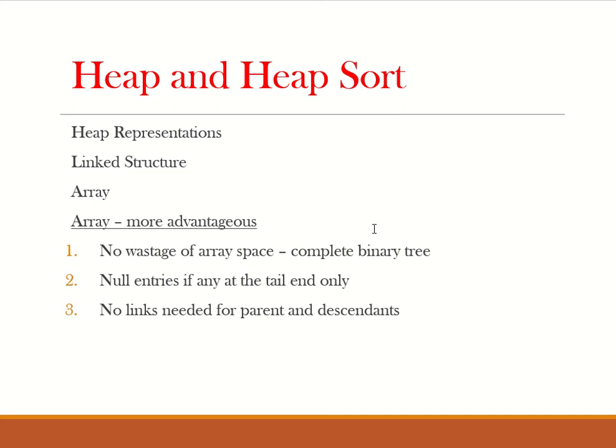If you have any null entries or vacant entries, they will be towards the end of the array only, and you don't need to preserve all those pointers. You don't need to say who is the parent of whom. That can be done using the rule which we have learned: if a node is at i, its parent will be at i/2, its left child will be at 2i, and its right child will be at 2i+1. We know all that, you just have to apply it, and you can find out who is the parent of whom, who is the left child, who is the right child, and everything related to that node.